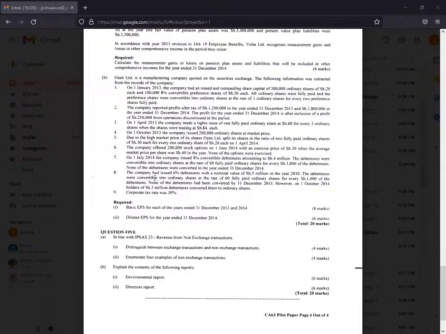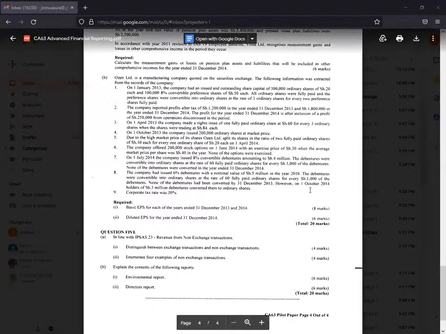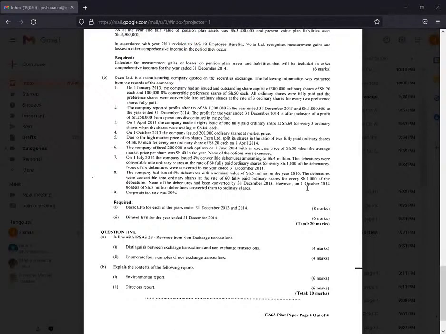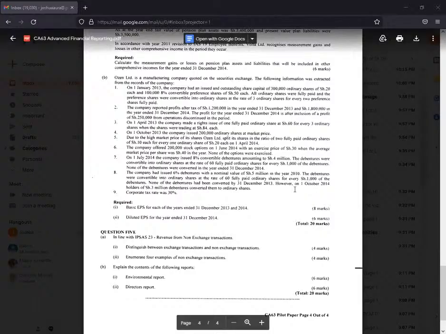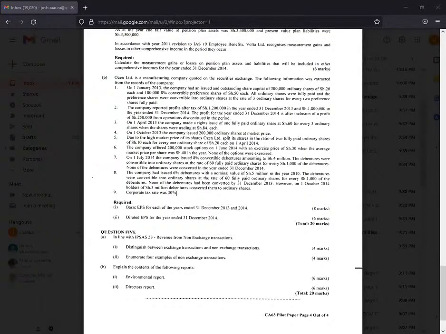We are told the company had issued 6% debentures with a nominal value of 5 million in the year 2014. The debentures were convertible into ordinary shares at the rate of 60 fully paid ordinary shares for every 1,000 of the debentures. None of the debentures had been converted by 31st December 2013. However, on 1st October 2014, holders of shillings 3 million debentures converted them into ordinary shares. So I have to be careful, because this will affect my weighted numbers, since some debentures were converted to ordinary shares. Corporate tax rate is 30%.